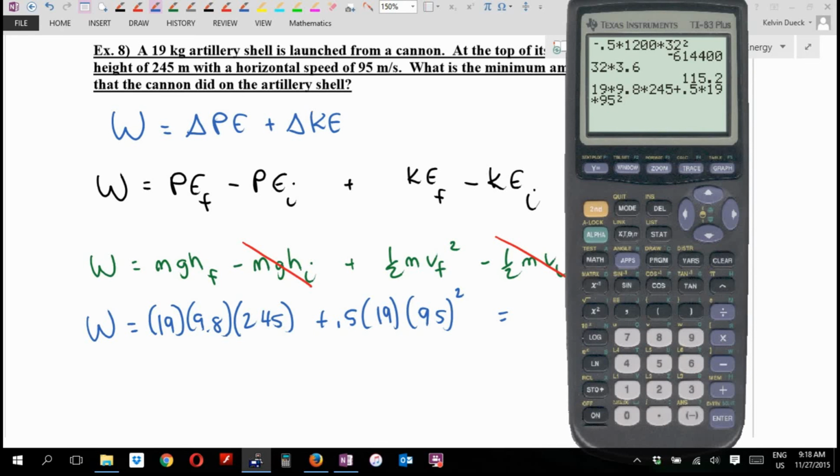Is that right? Is that right? You get 131,356.5? I'll go to 3 sig figs. I'll call it 131,000. You know what? 1.31 times 10 to the 5th joules. Is that right? Yeah?